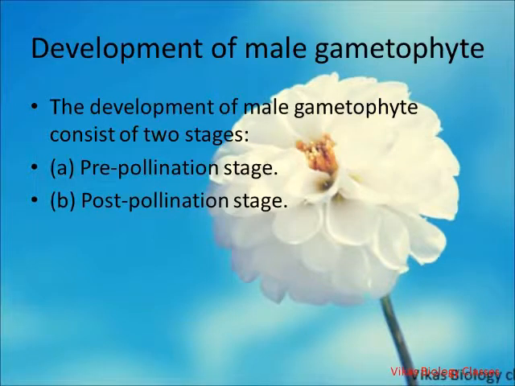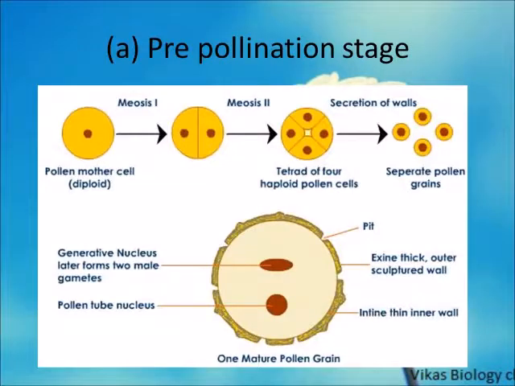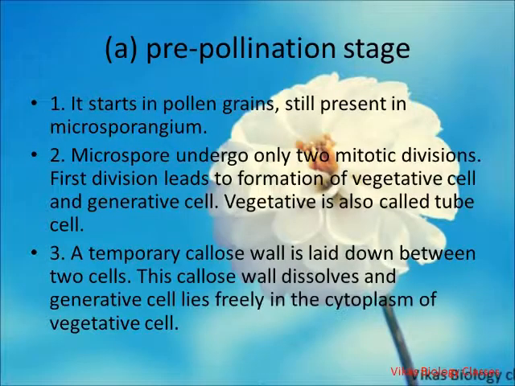Development of male gametophyte. The development of male gametophyte consists of two stages, the pre-pollination stage and the post-pollination stage. This is the pre-pollination stage, in which meiosis occurs and pollen grains separate from the tetrad of four haploid pollen cells. The pre-pollination stage starts in pollen grains still present in the microsporangium. Microspores undergo only two mitotic divisions.